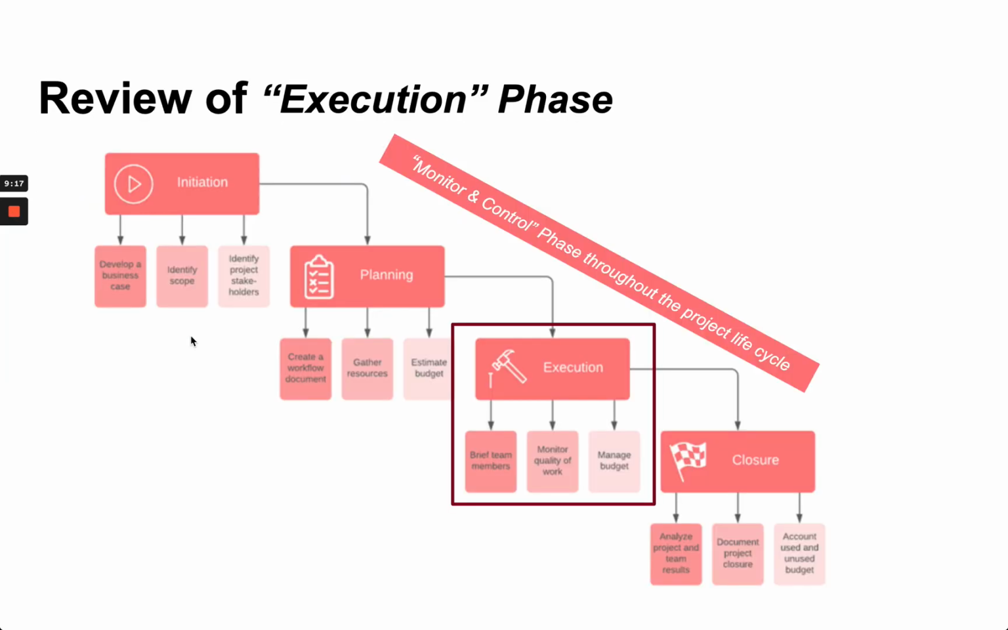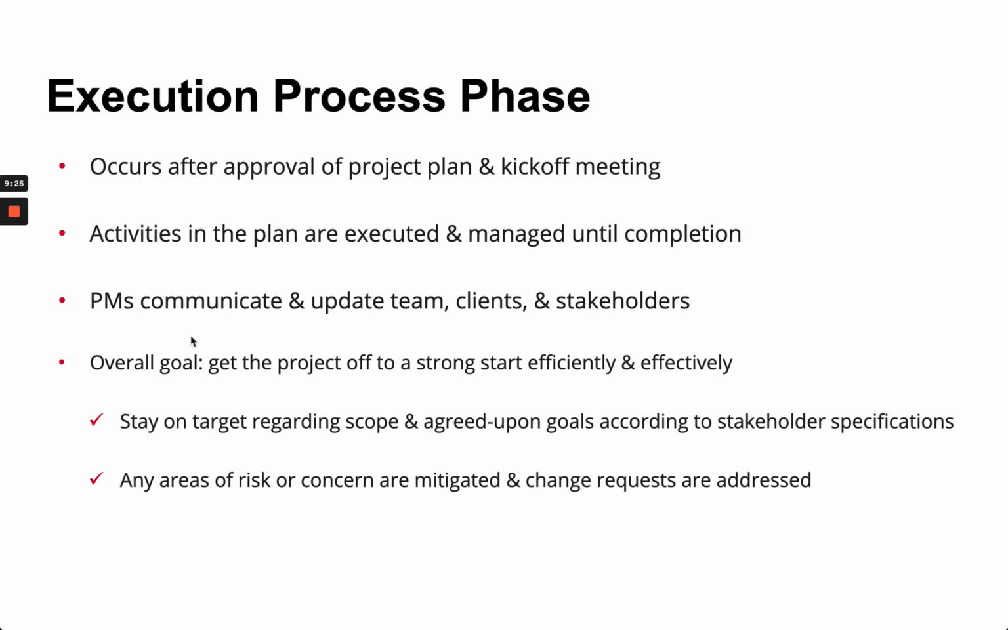Now, team, let's transition into the execution phase. The execution phase, simply put, it occurs after the project plan, after the kickoff, things like that. And the PM communicates, you update the team. We're now getting things underway with the stakeholders, maybe the end users, depending on your project. Overall, you want to get the project off to a strong, effective, efficient start, going in the right direction.